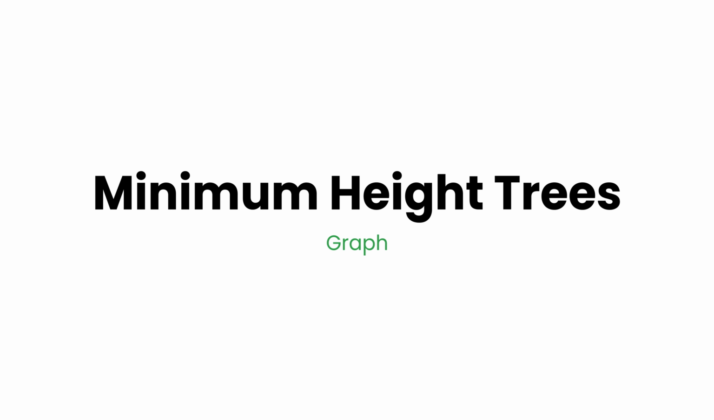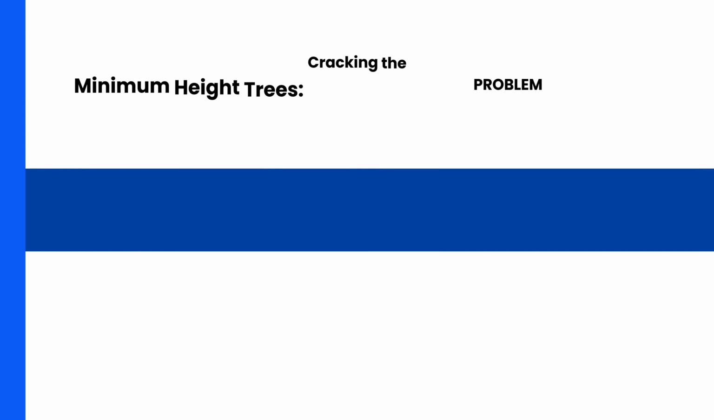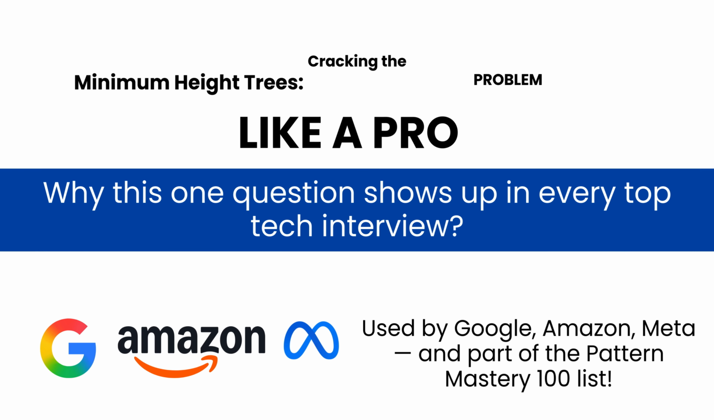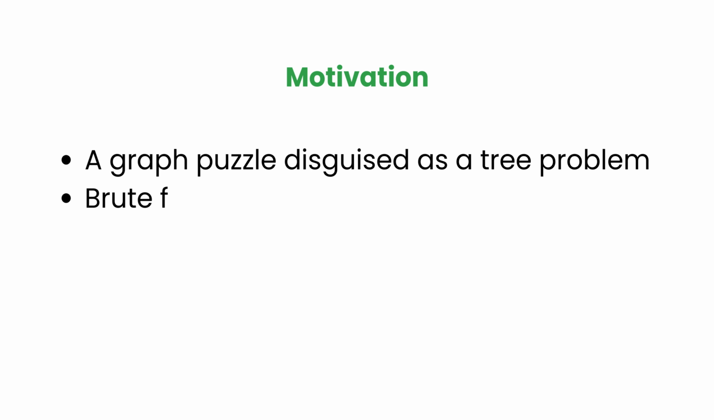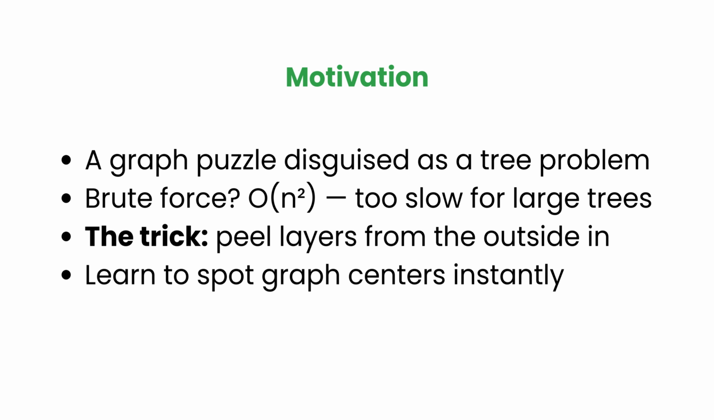Minimum height trees looks innocent, until you try every root and blow up to O(n squared). Interviewers love this because the optimal trick is stunningly simple: peel the tree from the outside in until 1 to 2 centers remain. Master this, and you'll be ready for graph center/diameter problems on the spot.